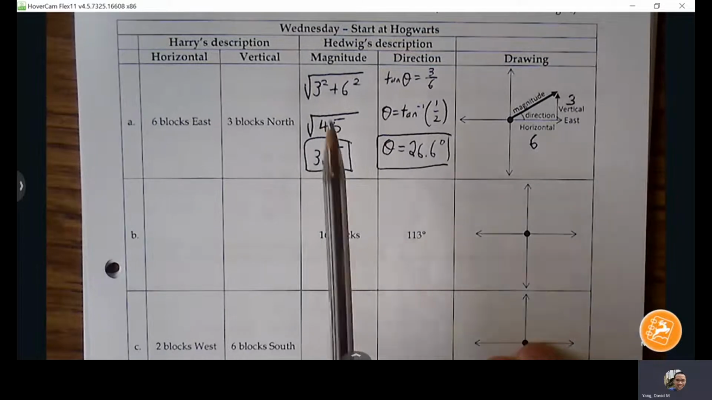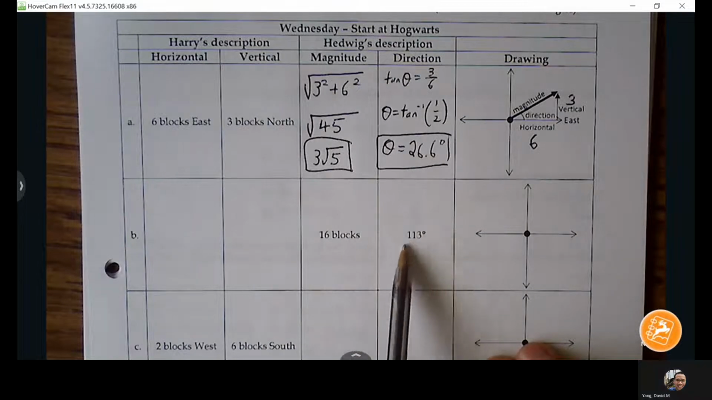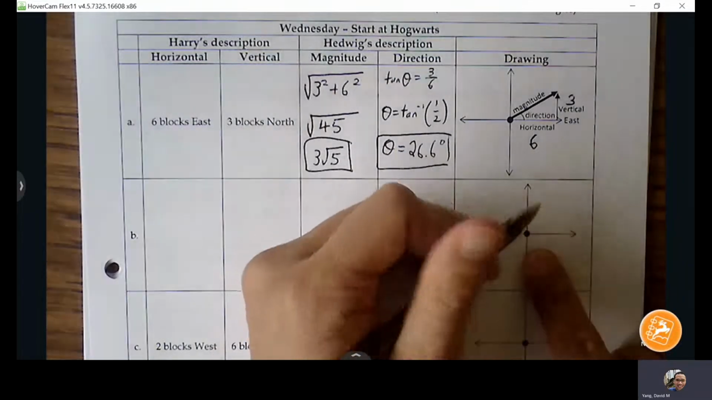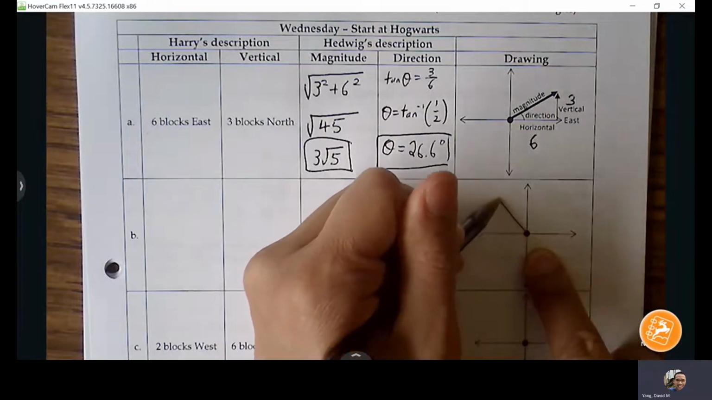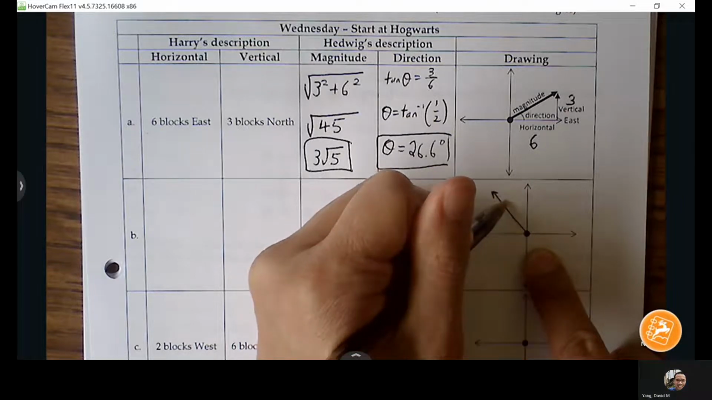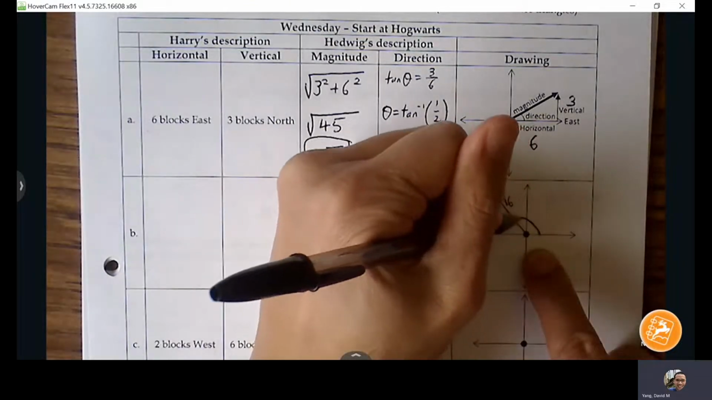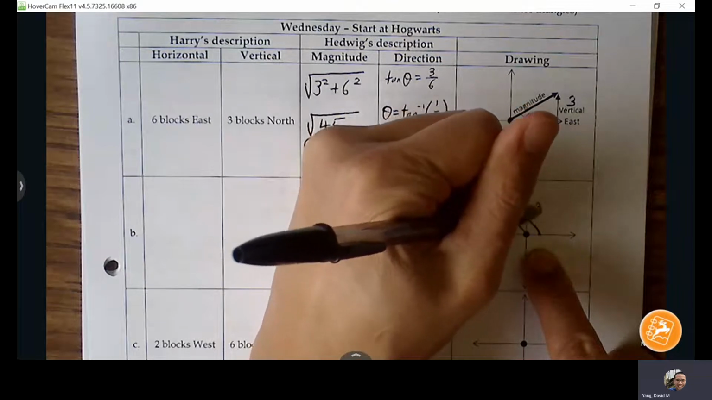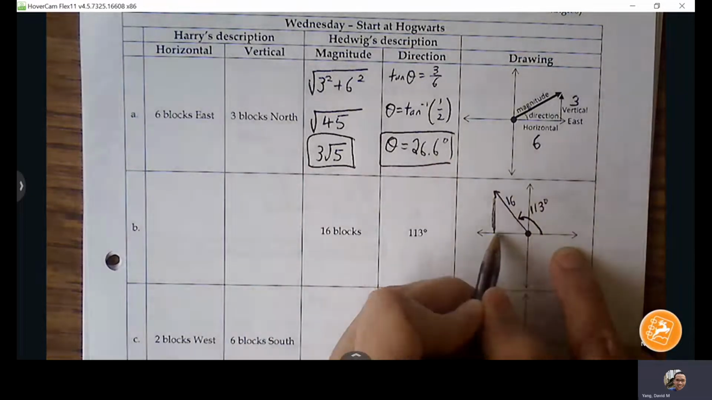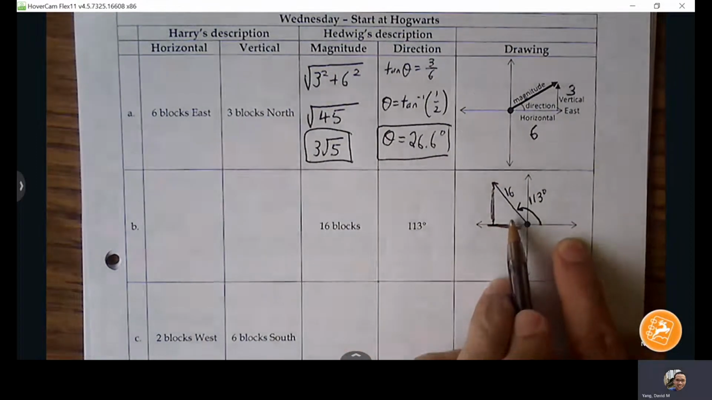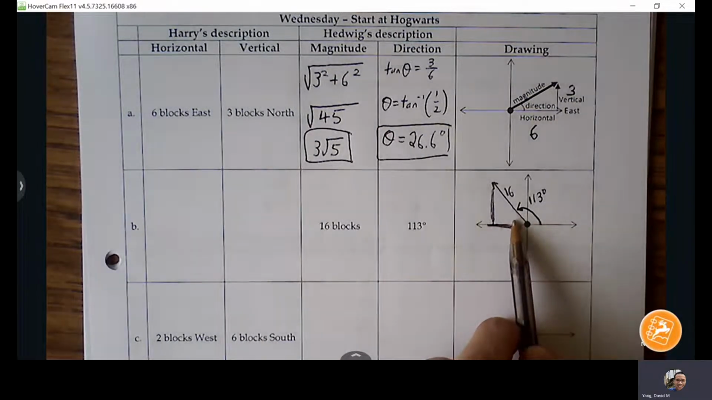Okay, so now we're given information from the flight's perspective. So 16 blocks traveling at 113 degrees. So we're going to have to sketch out 113 degrees, which is going to be in the second quadrant. So if this is 113 degrees, what is the reference angle that we can create to help us find the horizontal and vertical components here? And how'd you find that? 180 minus 113, right? Get that angle measure there.